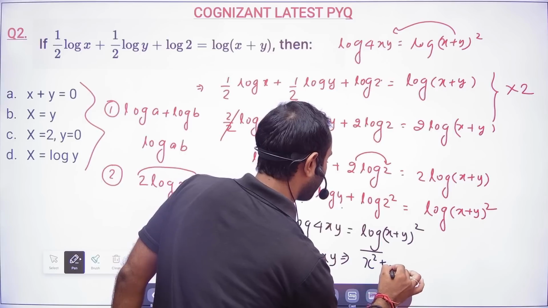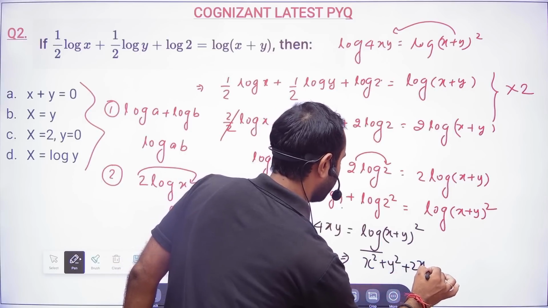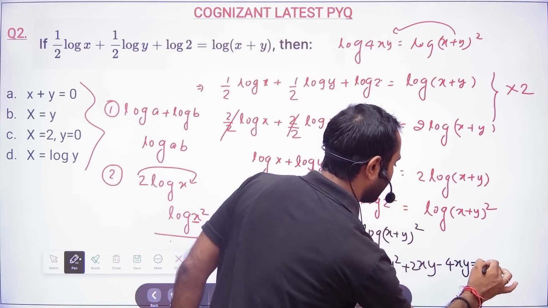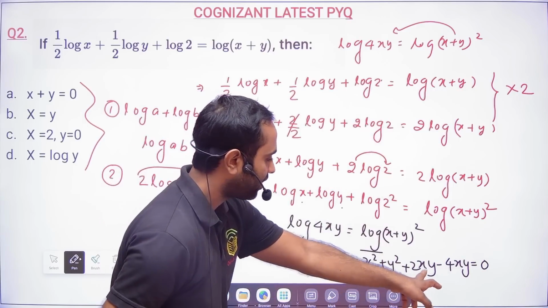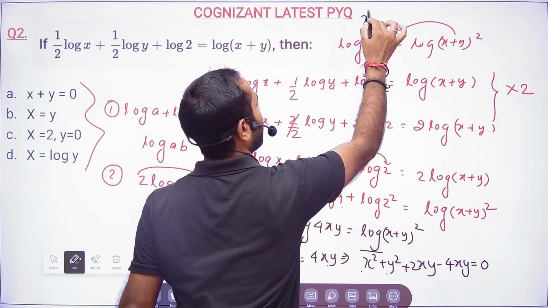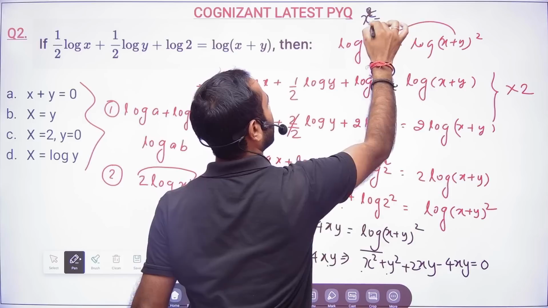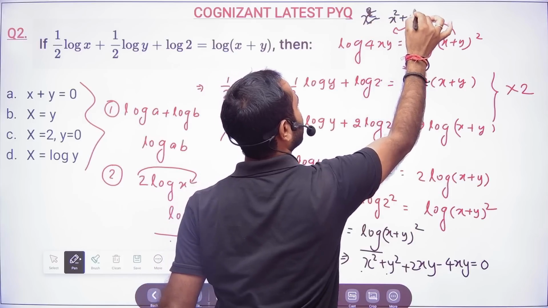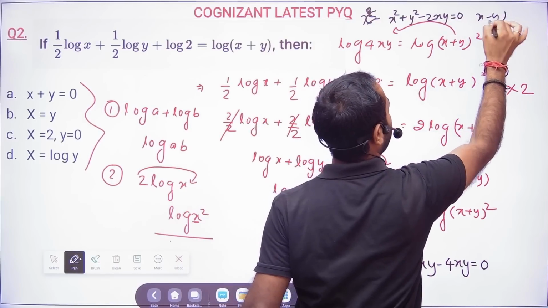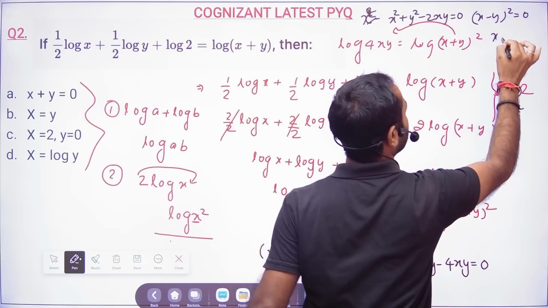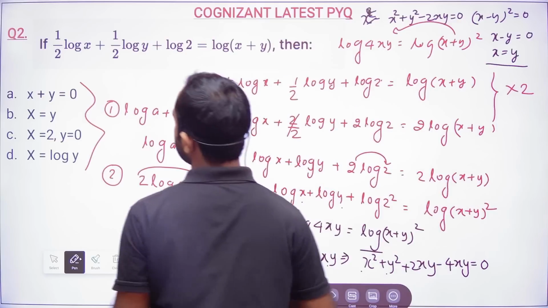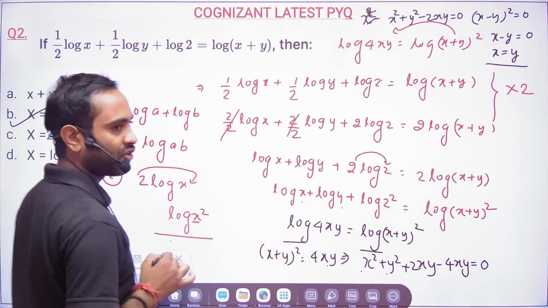So x squared plus y squared plus 2xy, and this 4xy will come to the left side, so minus 4xy is equal to 0. So x squared plus y squared plus 2xy minus 4xy is x squared plus y squared minus 2xy equals 0, which is nothing but (x minus y) whole squared equals 0. So x minus y equals 0, x will be equal to y. So option B becomes the correct answer for this problem.